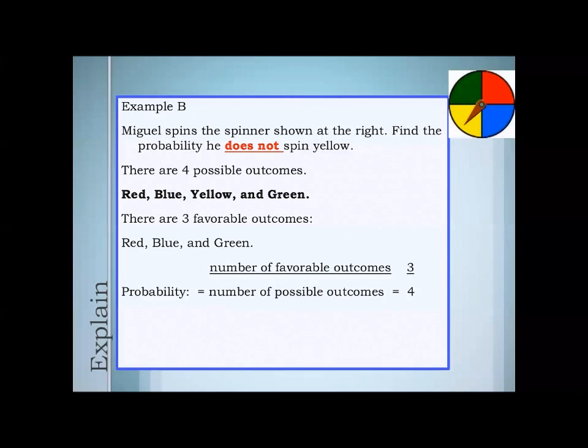And why are they favorable? Because the question is, find the probability that he does not spin yellow. So the favorable outcomes would be red, blue, and green, not yellow. So that's 3. Now, how many possibilities? 4. So our answer is 3/4. The probability that Miguel does not spin yellow is 3/4.